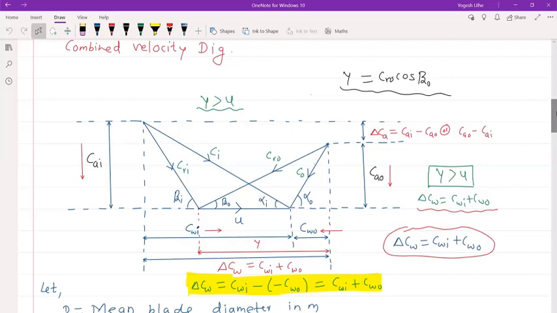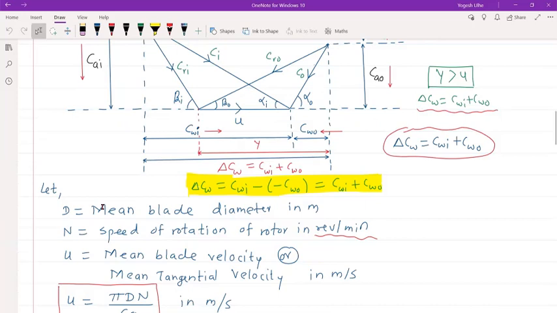After the half page, write down: let D is equal to mean blade diameter in meter. Capital D means mean blade diameter in meter. Capital N means speed of rotation of rotor in revolutions per minute. U means mean blade velocity, or mean tangential velocity, in meter per second.